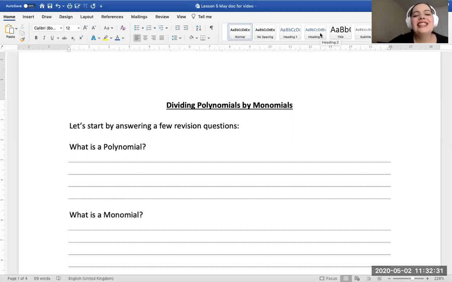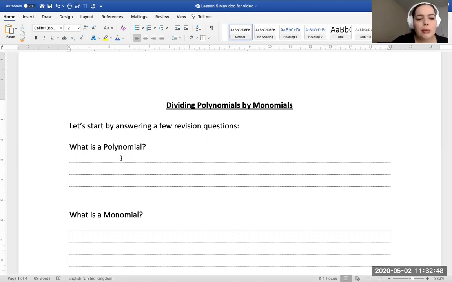Good afternoon, grade 9s. So today for our first lesson back, we're going to be discussing dividing polynomials by monomials. Now, hopefully you remember some of this terminology from your extension exercise, but if not, let's just go over a few of these words just to make sure that we fully understand them.